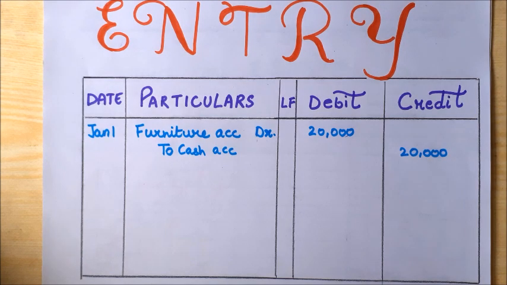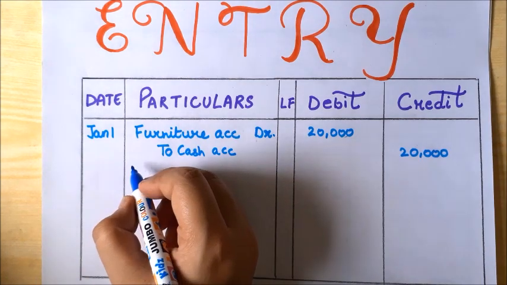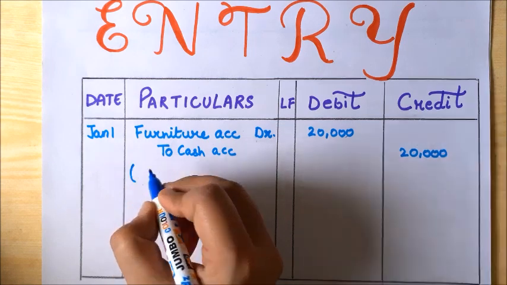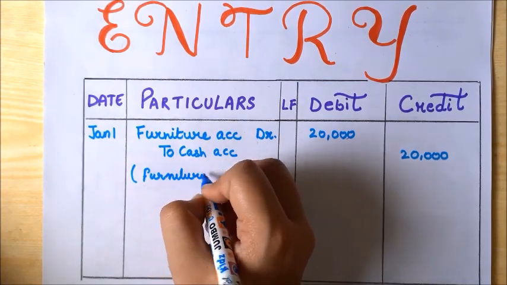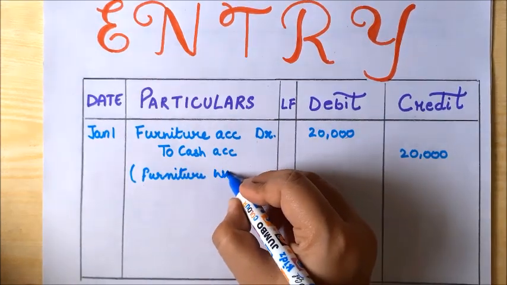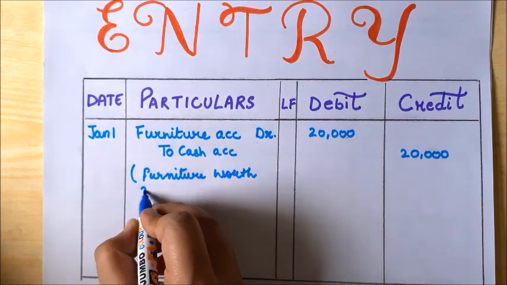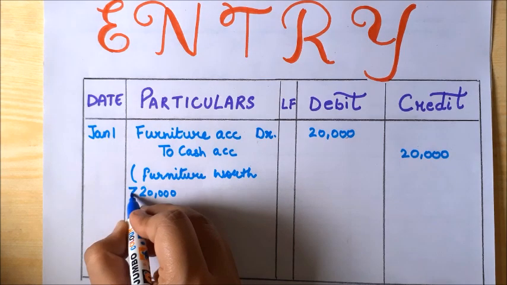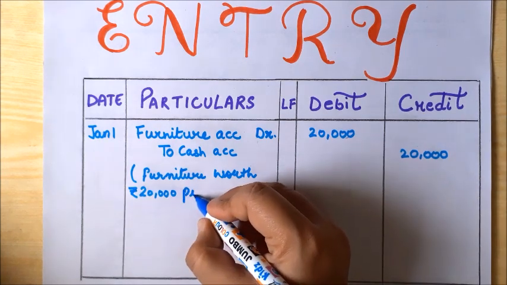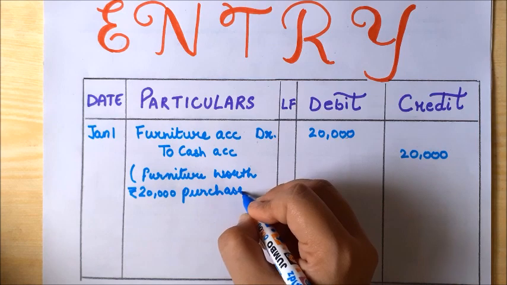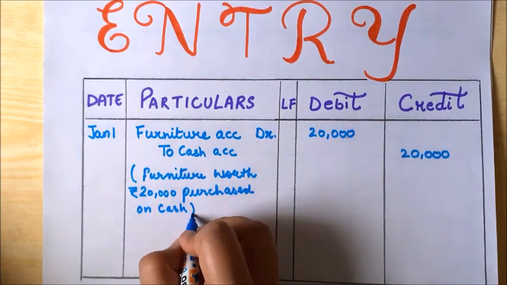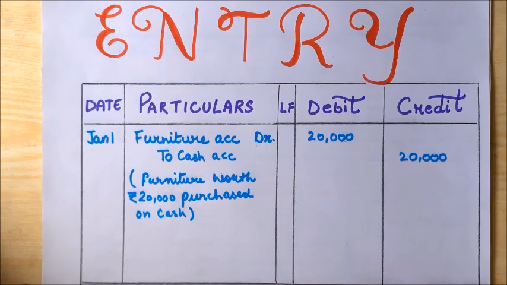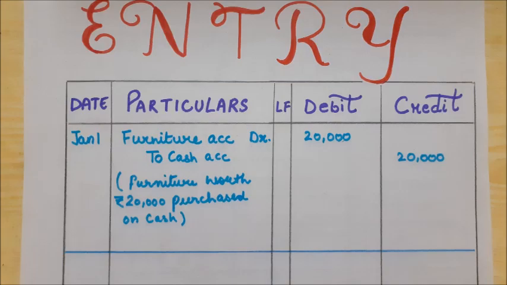The next, very important step is the narration of the transaction, that is, the details. There is no specific narration, so I'm writing furniture worth 20,000 purchased on cash. The last and very important step after every transaction is to draw a line.